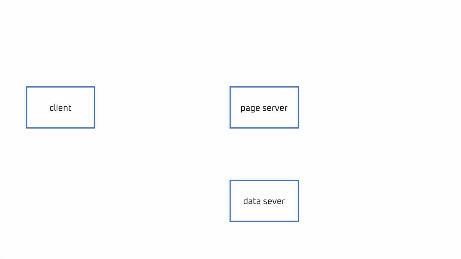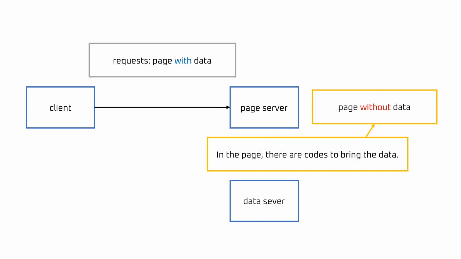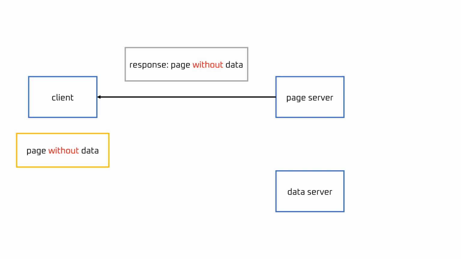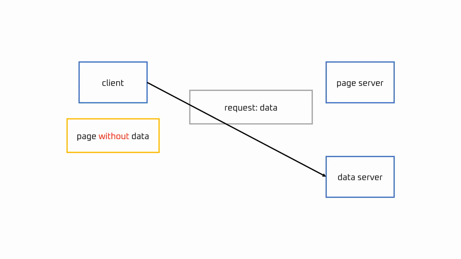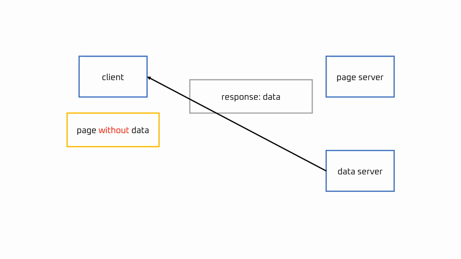So there are clients, a page server, and a data server. The page server has a page without data, and in the page there is code to bring the data. The client requests a page, and the page server responds with the page without data. Now the page is in the client. With the page, the client requests data from the data server, and the data server responds with the data. And now the page gets the data.